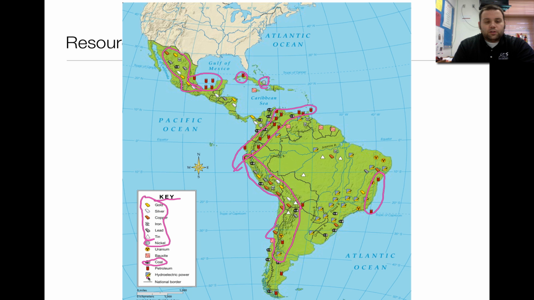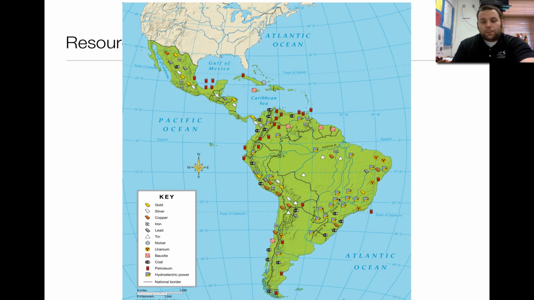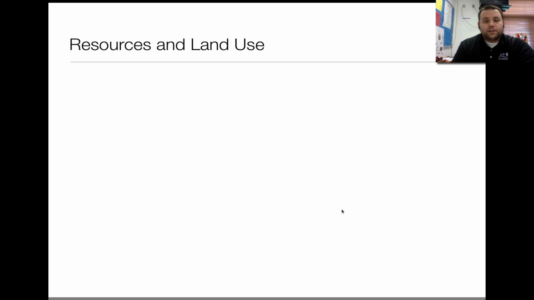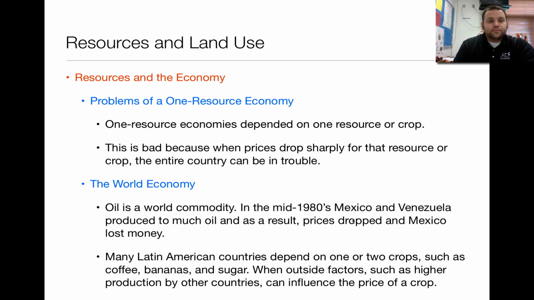But also notice here, in Brazil, lots of hydroelectric power. We talked about that because remember, 16% of the power in this region comes from hydroelectric power. So again, wherever these strong tributaries are located is where you'll find hydroelectric power. And some of the resources and the economy, they play into it.